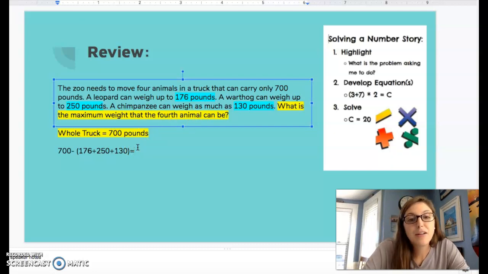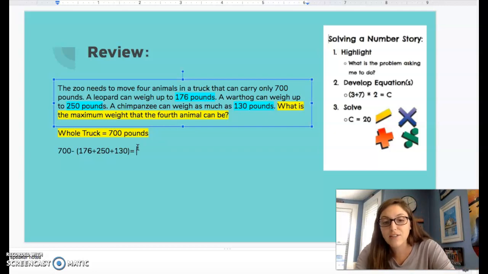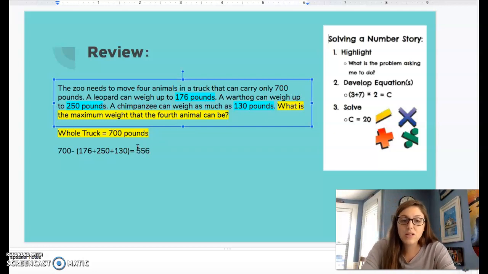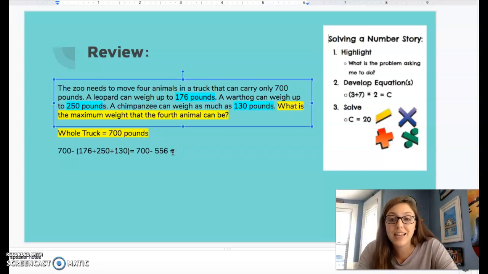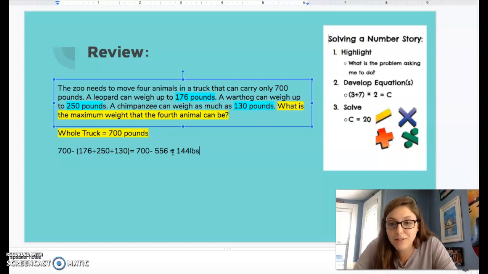Okay, welcome back. So to solve my answer, 176 plus 250 plus 130 is 556. So those 3 animals weigh 556 pounds. But my last step was to subtract that from 700 to get my total answer. When I subtracted 556 from 700, I was left with 144. So the last animal can weigh, its maximum weight can be 144 pounds.